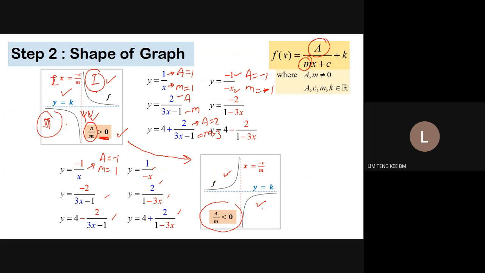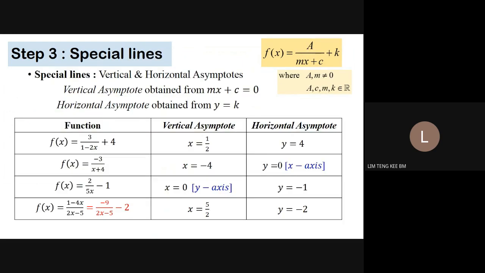Then continue. The special line that we want to discuss here is referring to the vertical and horizontal asymptote. How do we obtain the vertical and horizontal asymptote? Vertical asymptote will refer to mx plus c equals to 0. Horizontal asymptote, we just refer to y equals to k.